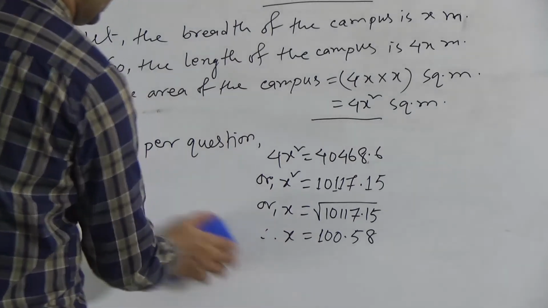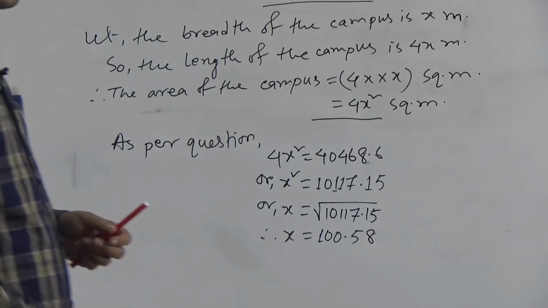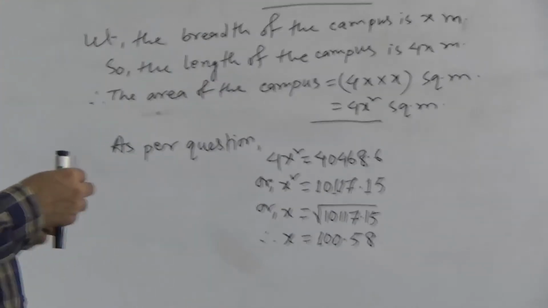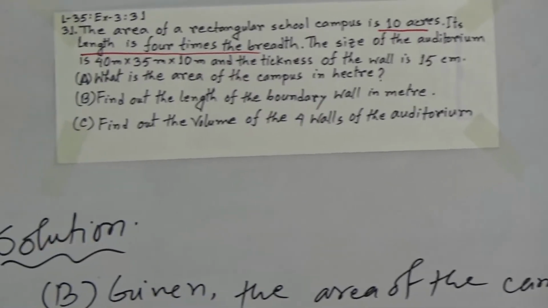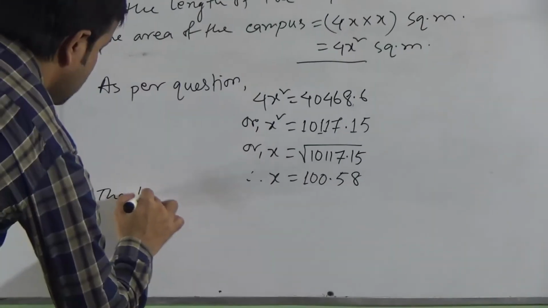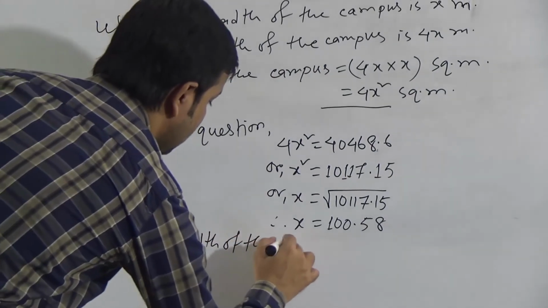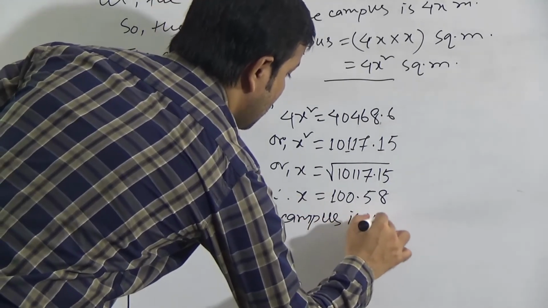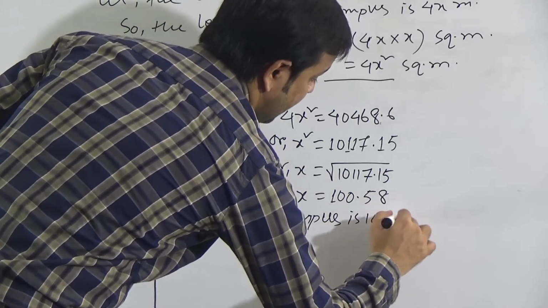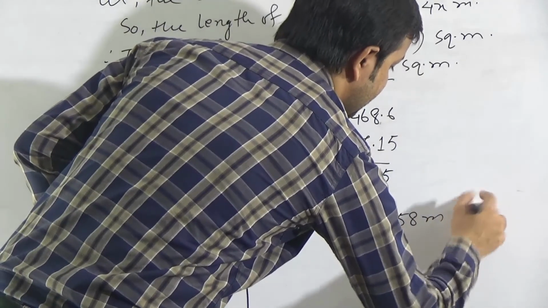What is meant by x? x is the breadth of the campus. What we need to find? We need to find the length of the boundary wall. It means the length of the campus. The breadth of the campus is 100.58 meter. This is an approximate value, so we can write approx.